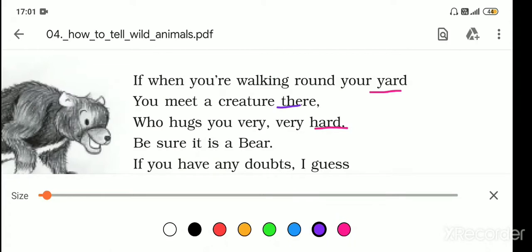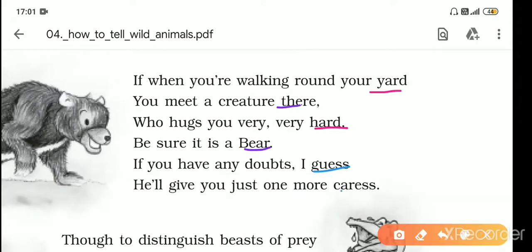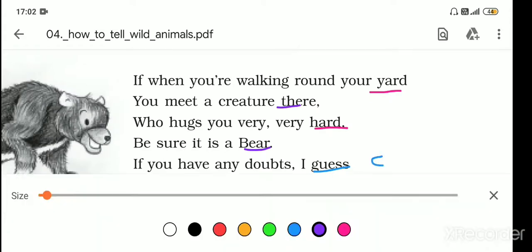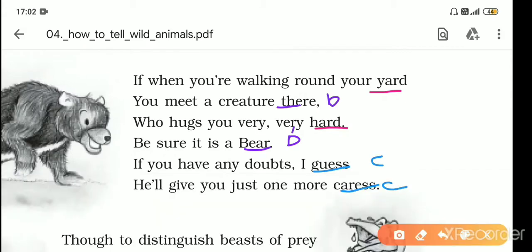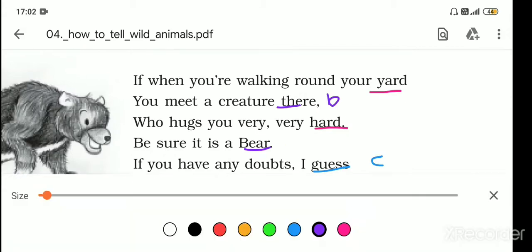It is a bear. She further adds that if you are still in doubt regarding the animal, the easiest way is that he will keep hugging and touching you very gently. This act of his will make you sure about its identity. You will come to know that it is a bear. So this is the explanation of the lines.